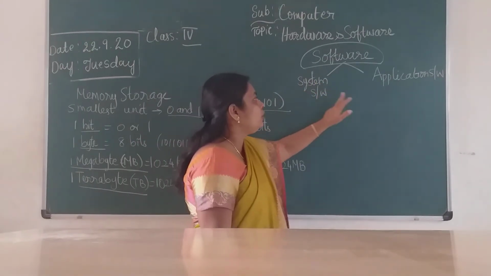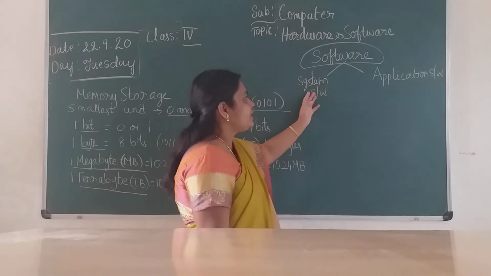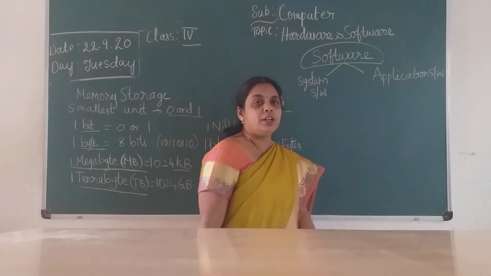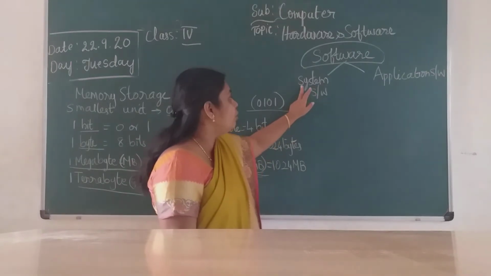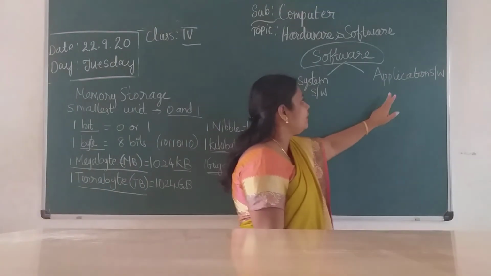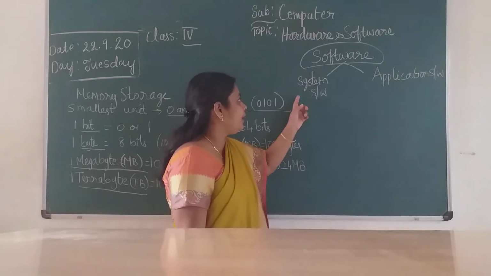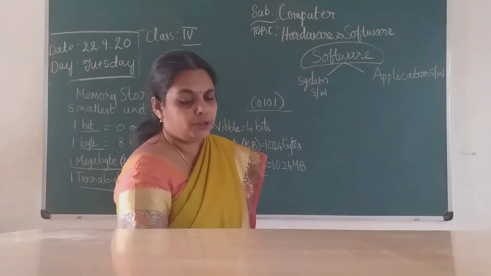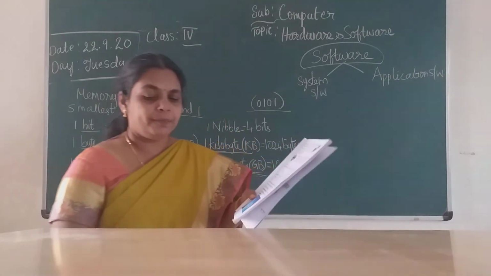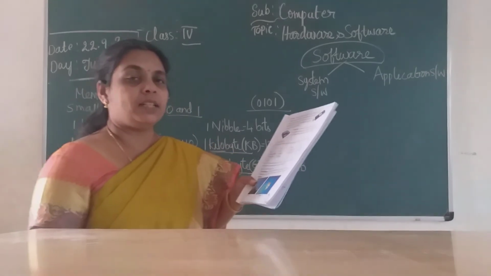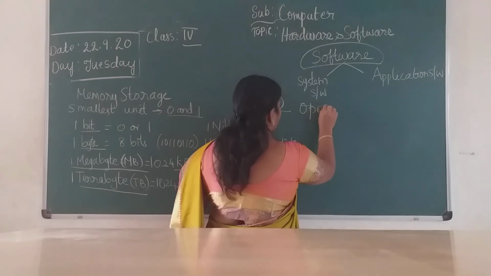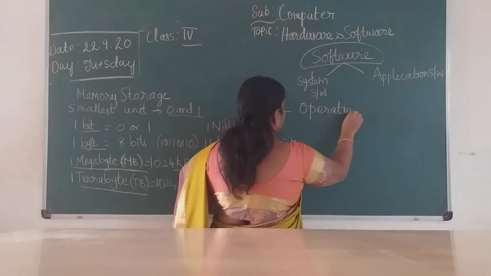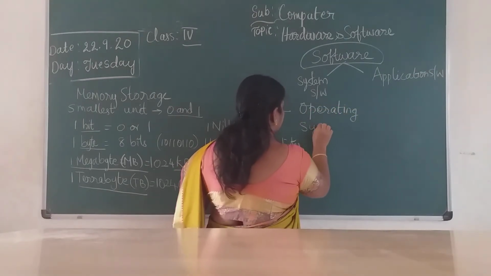So there are two types of software. One is system software and another one is application software. Okay children, two types. One is system software and another one is application software. Okay, we will see in the book. Okay, what is system software? It is also called operating system software.